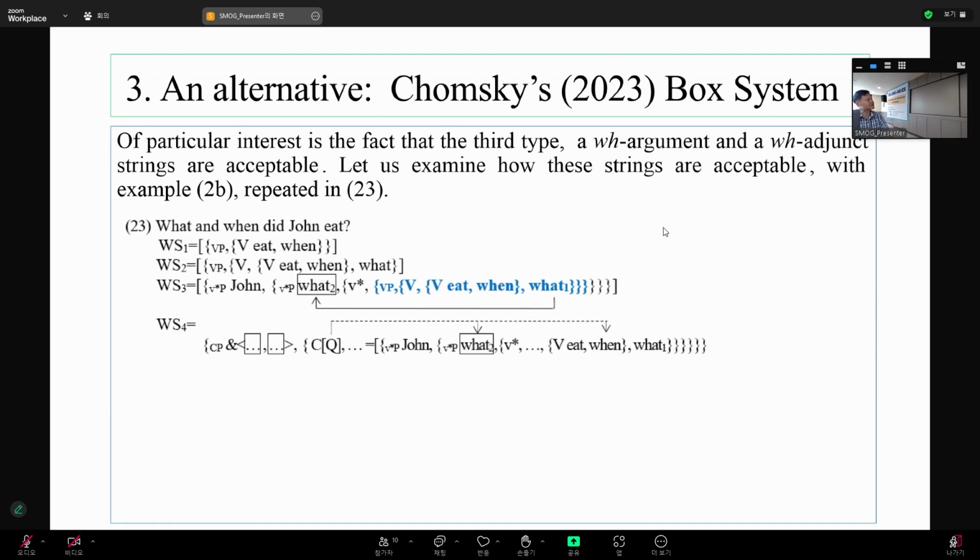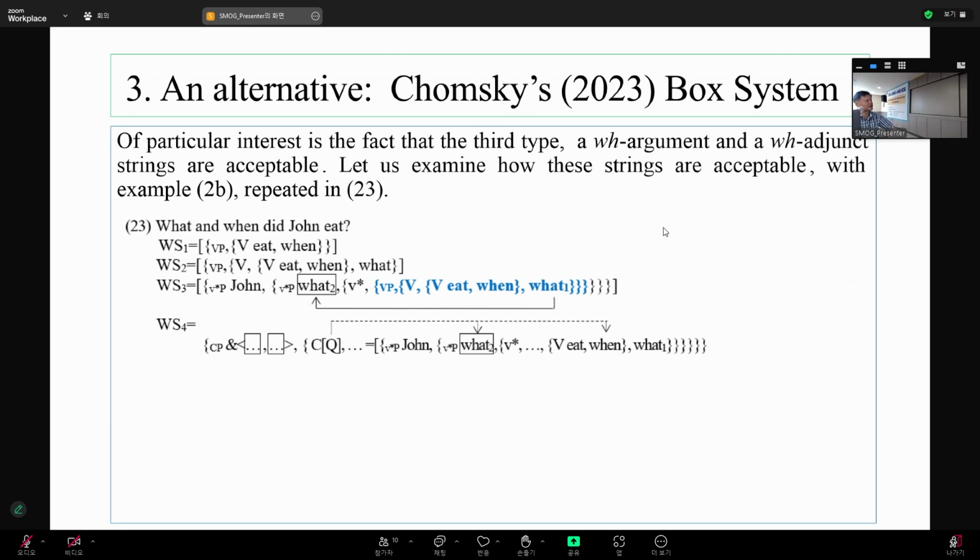Next. Of particular interest is the fact that the third type of the argument and the agent strings is acceptable. This is of particular interest. Why and when did John eat? Here, first the verb will merge with the agent when. Next, the argument what will merge with this one. Not two VPs, but we have two large V heads here. Okay, this one.